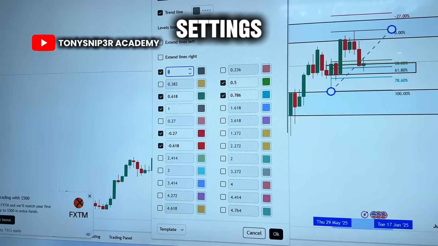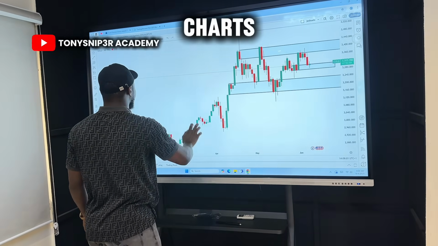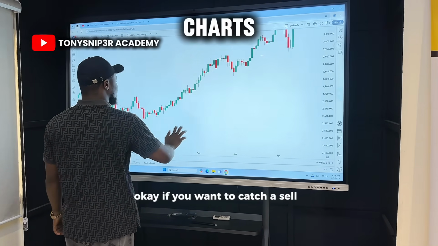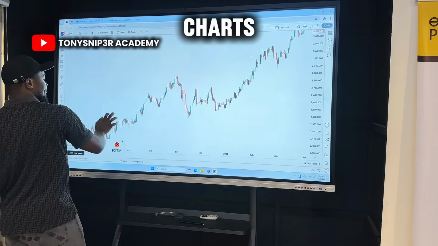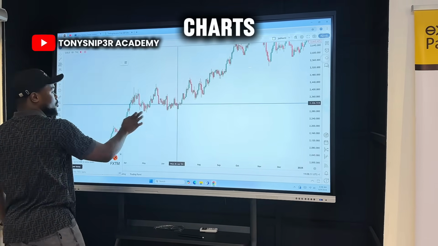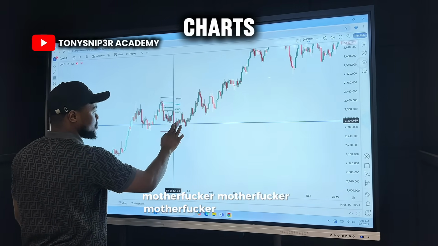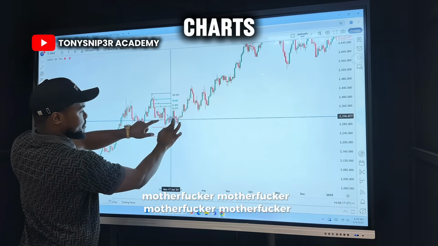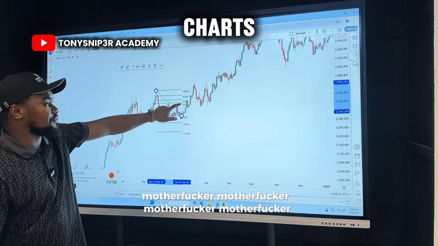Okay, good. Now let's say you want to catch a sell trend, you still do the same thing. Now gold has actually been bullish for a while, so let's see if we can look for a sell. You measure from here to the last low, which is this point here. You can see it, right? Boom. And where did the market react? The market reacted at the 50%.